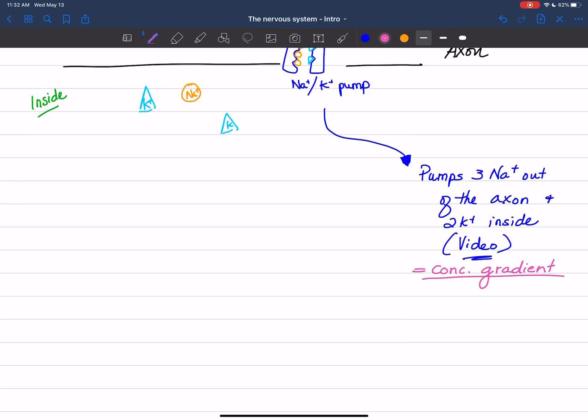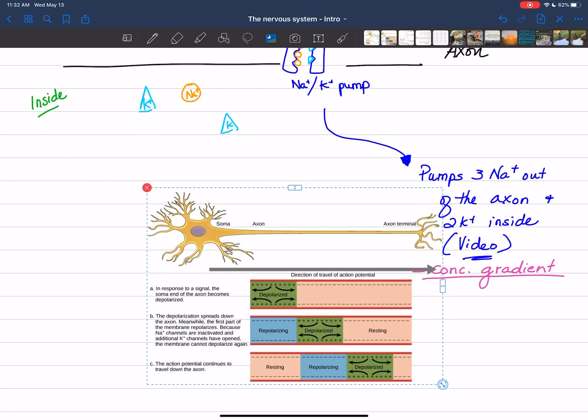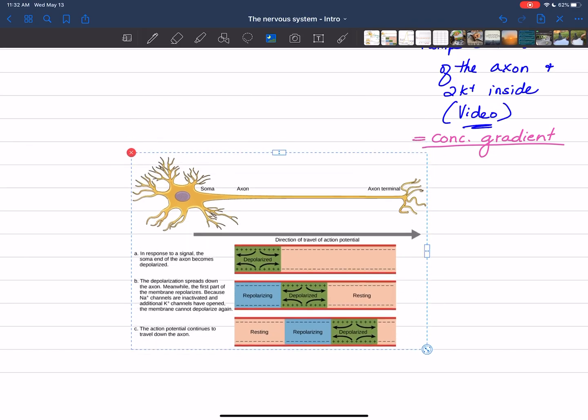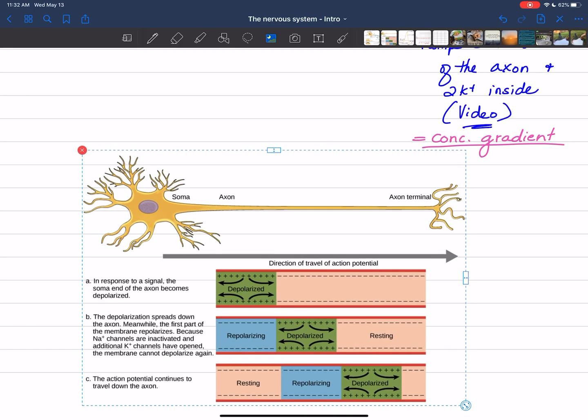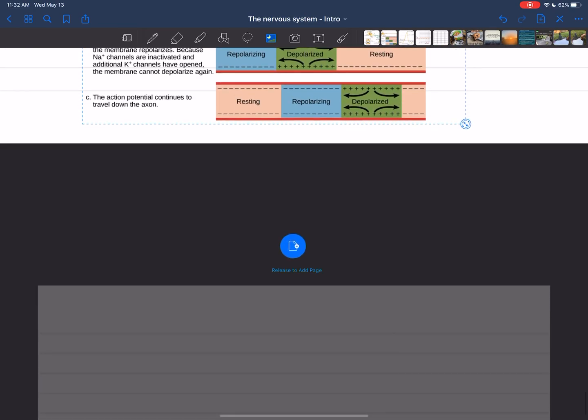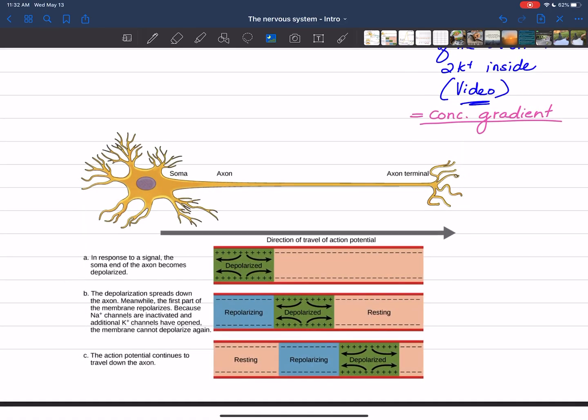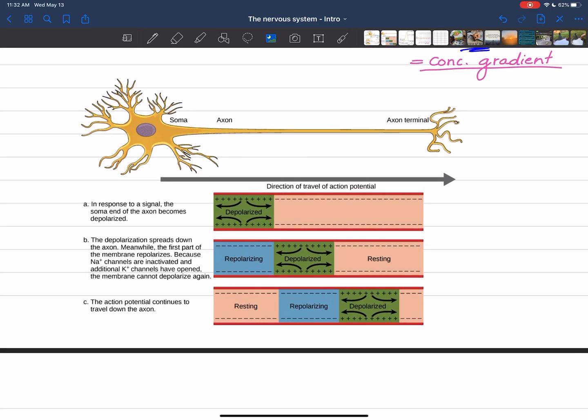And as I have a flow of ions through the membrane, that's going to create electricity. And that electricity is going to travel down the axon. So I'm going to show you a little video clip here, a little cartoon, a little diagram. And so you can see that this is the axon.